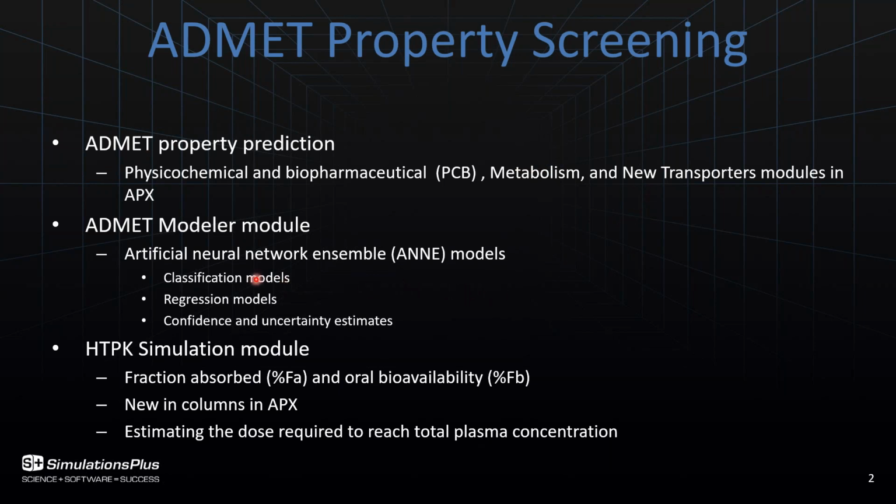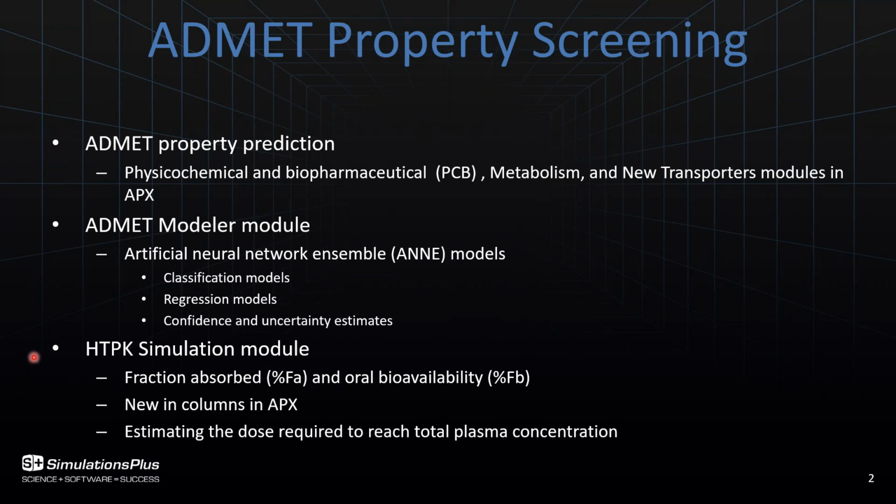And we typically use artificial neural network ensemble models. And we can create classification or regression models, and each one of those has confidence and uncertainty estimates in it. And then I'll demonstrate building different models in the ADMET Modeler module.